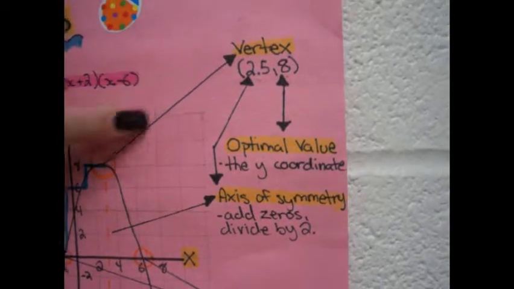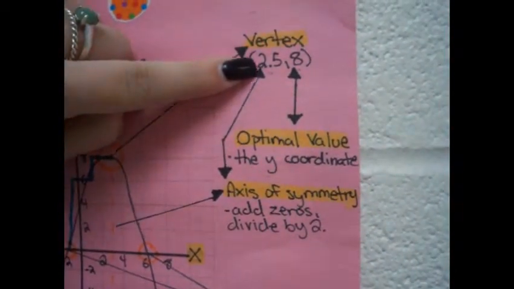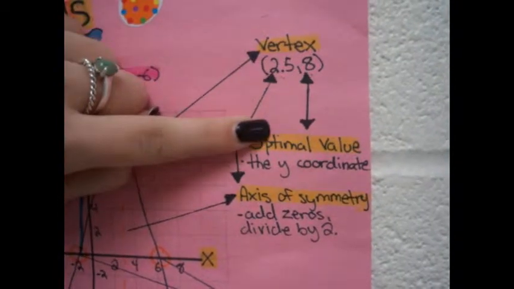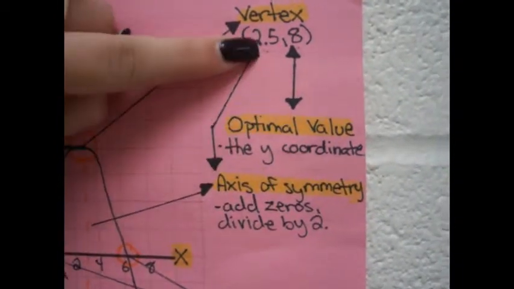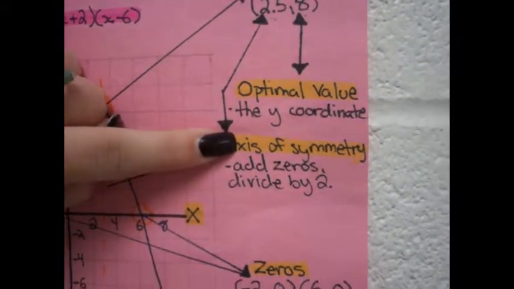The vertex located here is (2.5, 8). The 8, which is the optimal value, is the y-coordinate. And the 2.5 is the x-coordinate, and it's the axis of symmetry.